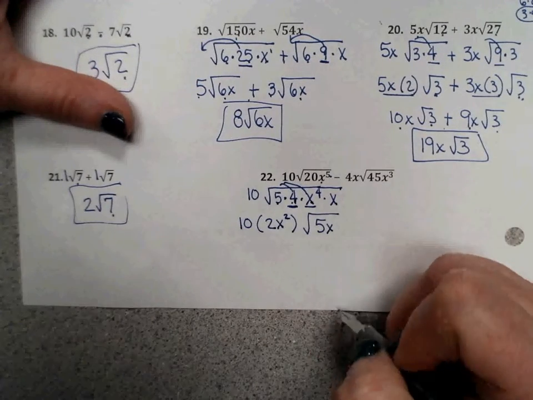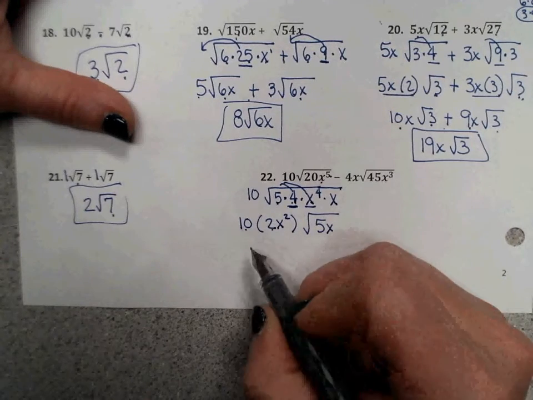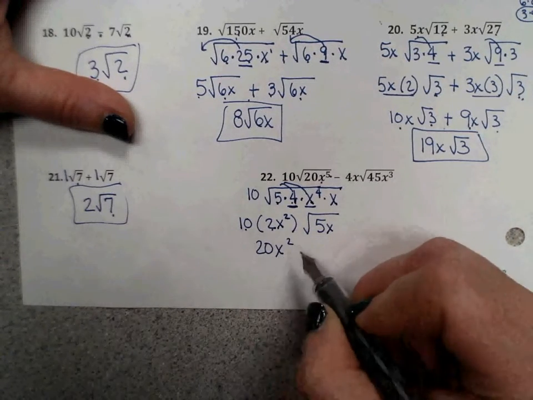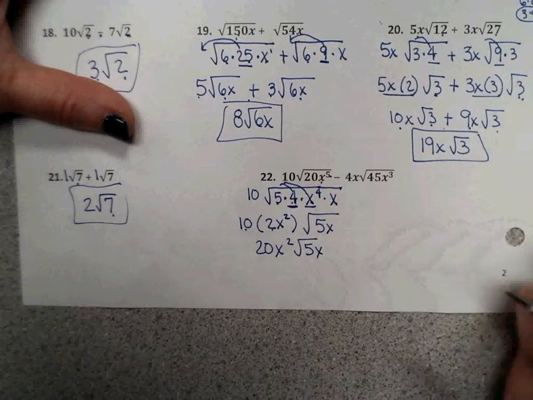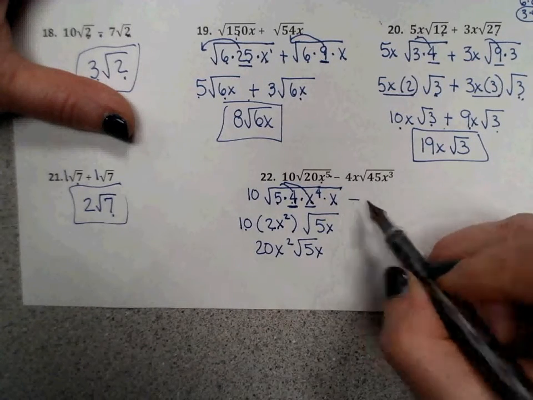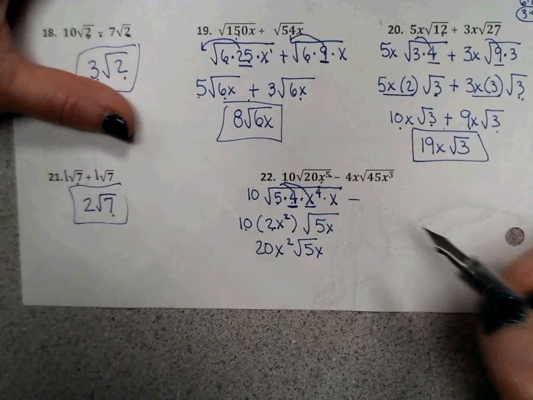So you can see these two things will move out, the 4 and the x to the 4th, and they'll join this 10. So my 10 is going to be multiplied by the square root of 4 and the square root of x to the 4. And on the inside, I'll have 5 and x left over. So I'm just going to go ahead and finish this part all the way down. This makes 20x squared on the square root of 5x.